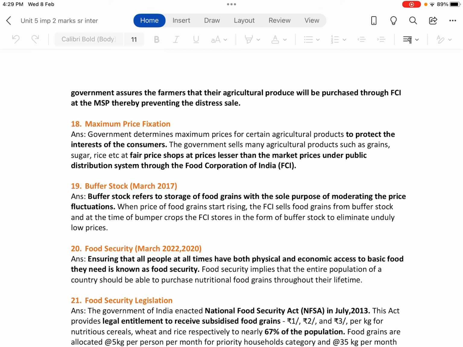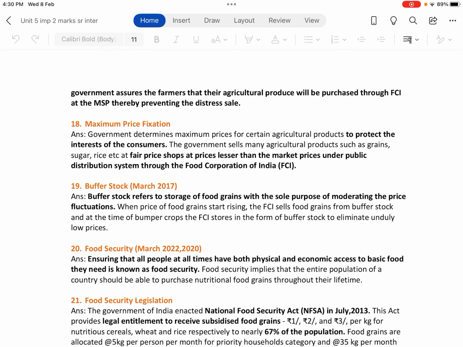Government determines maximum prices for certain agricultural products to protect the interest of the consumers. The government sells many agricultural products such as grains, sugar, rice, etc. at fair price shops, that is the ration shop, at prices lesser than the market prices under the public distribution system through the Food Corporation of India, that is FCI.